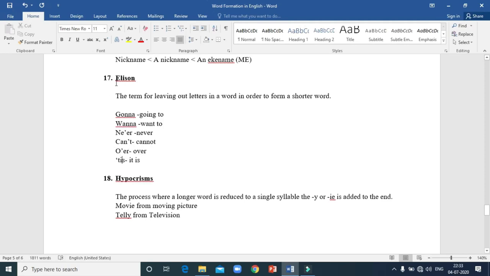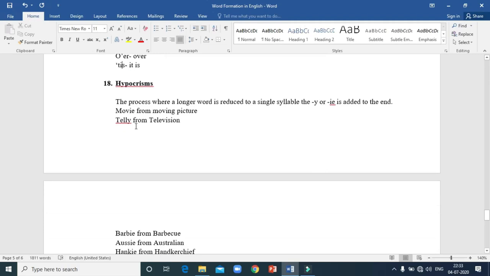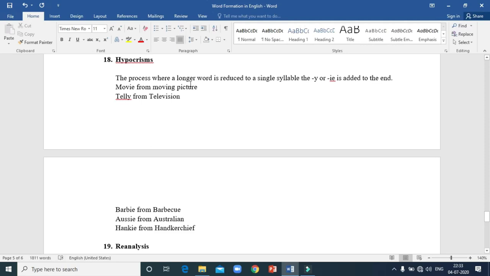Let's look at hypocorisms. Hypocorisms are pretty interesting. This is also a kind of clipping. That is, a long word is clipped into a shorter word, most often a single syllable word, and then a Y or IE is added to the end.